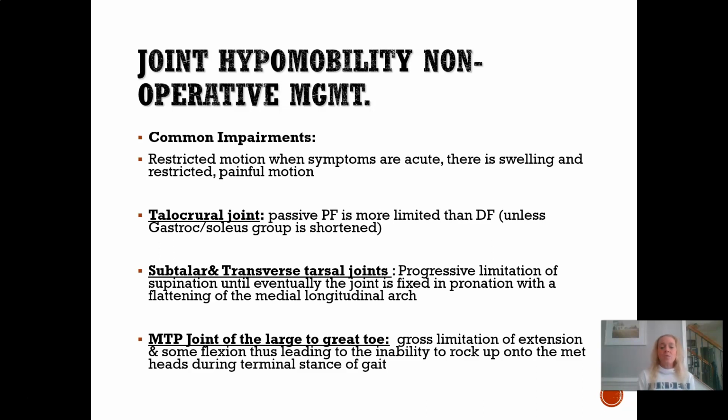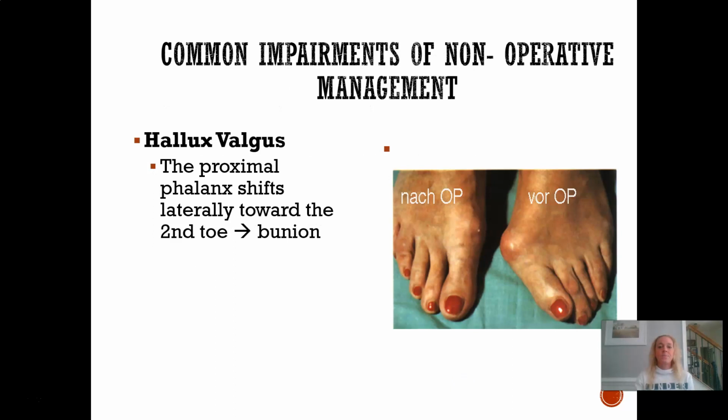So you'll see the arch gradually start to flatten. At the MTP joints or at the great toe, again, limitation of extension here is going to have a pretty significant impact on gait. So terminal stance in preparation for swing phase, it's very hard and painful to push off on that foot. And so you'll see some different compensations and gait deviations there because of that.